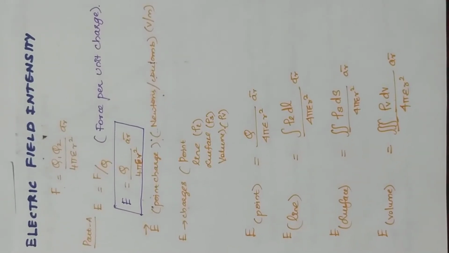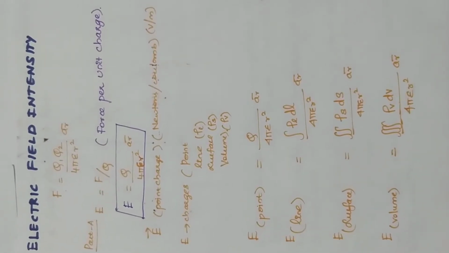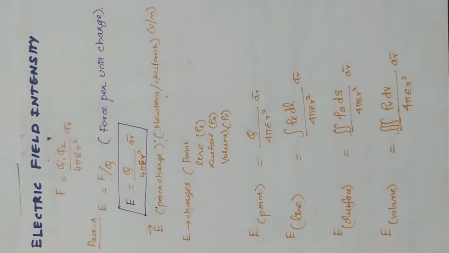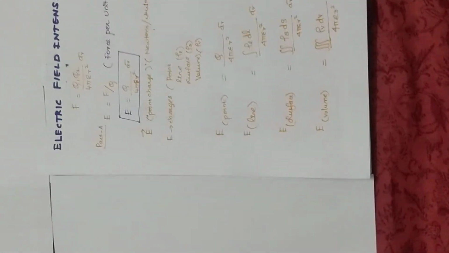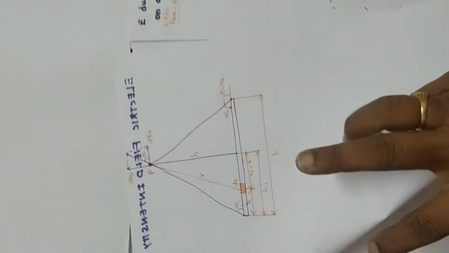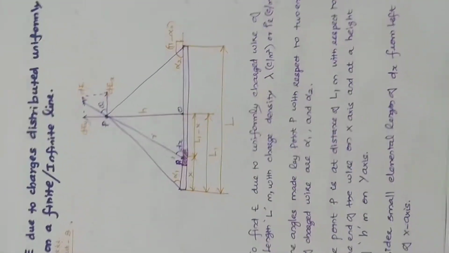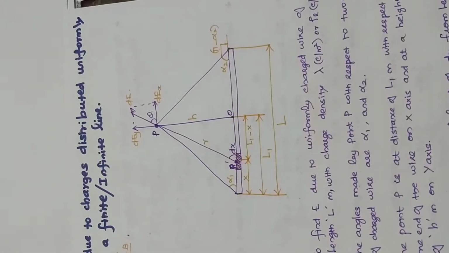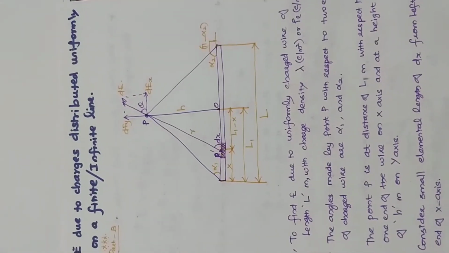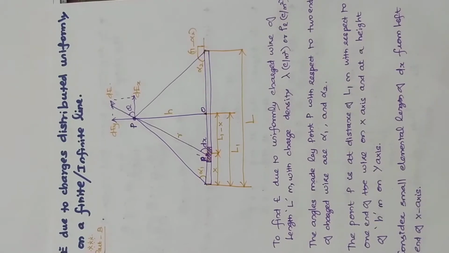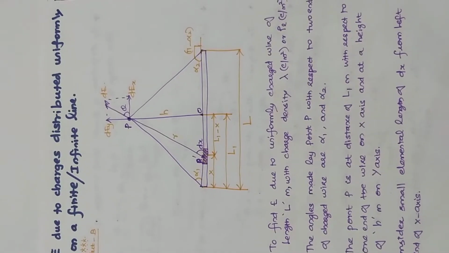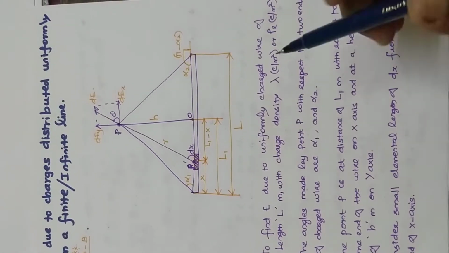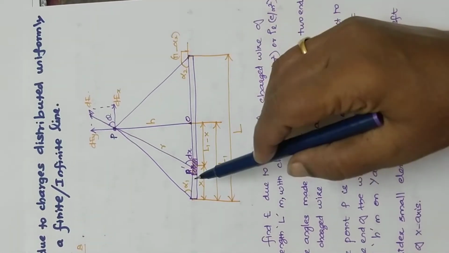In this topic, we will also learn the important university questions based on line charge and the surface charge. We'll have a clear idea about E due to charges distributed uniformly on a finite and infinite line. This is a repeated part B question. When I explain this diagram, please look on to the diagram carefully.